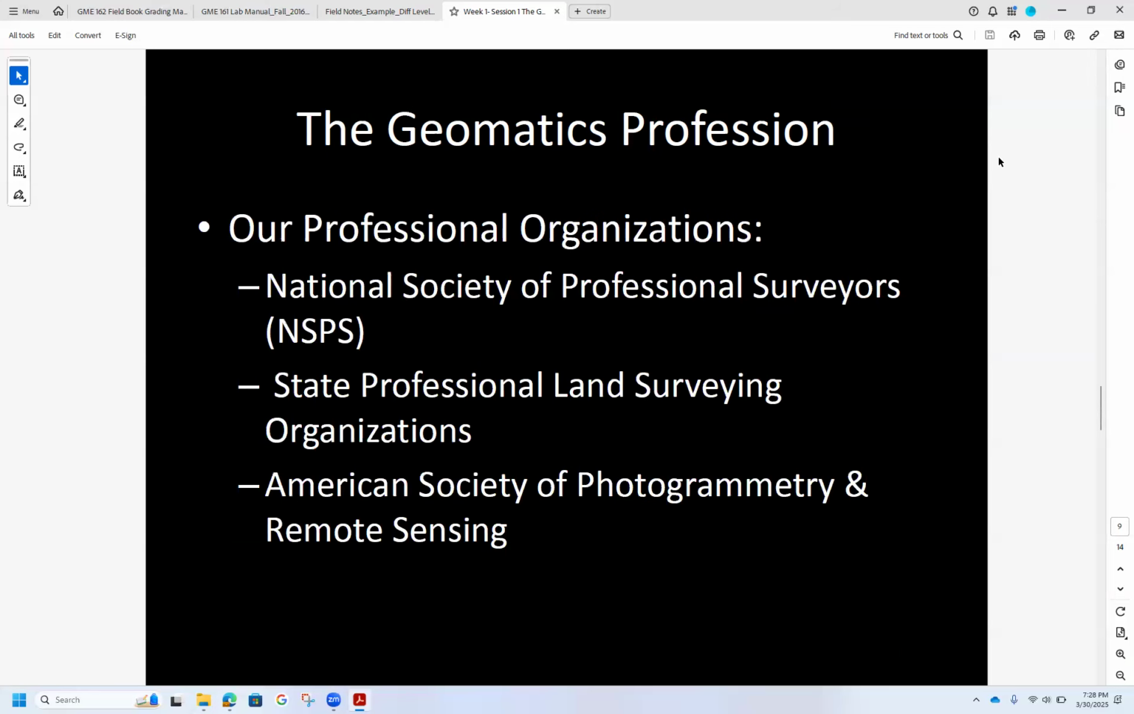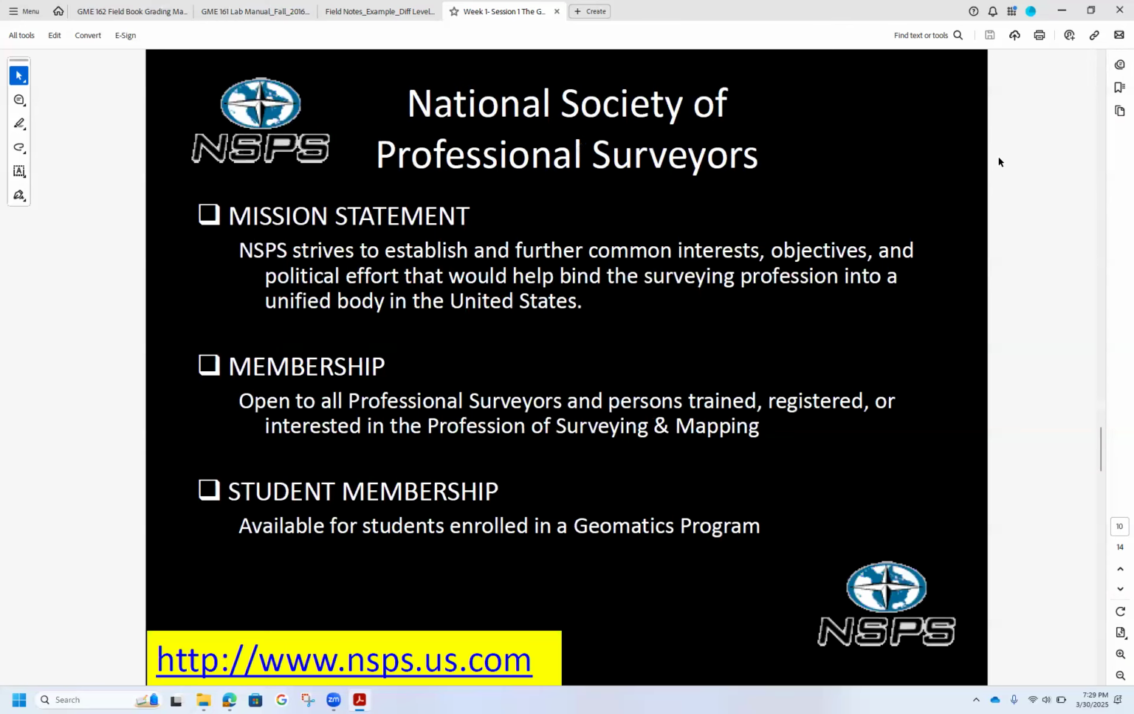The geomatics profession, our national professional organizations. We have the NSPS, National Society of Professional Surveyors, and the state professionals. So we have the PLSO, Professional Land Surveyors of Oregon. Washington has their own. California, Nevada have their own. Then we have the American Society of Photogrammetry and Remote Sensing. I believe there's even a geodesy one. Don't quote me on that one. But the engineer side has theirs too, right? Engineers have their American Society of Civil Engineers, I believe.